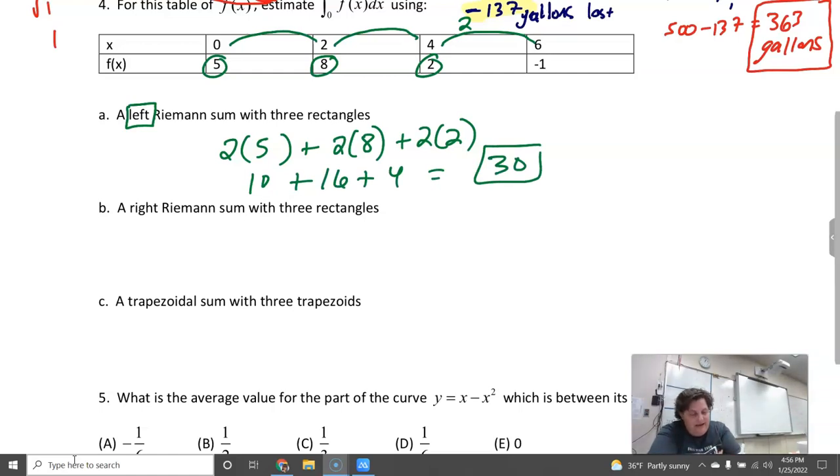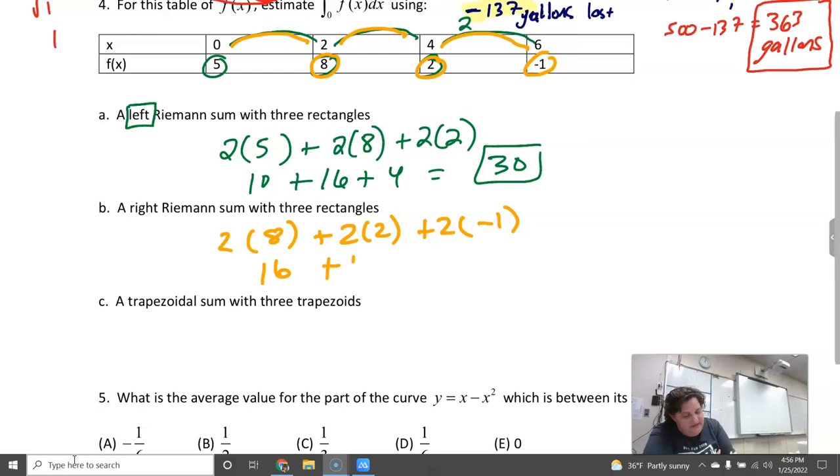Now for a right-hand sum, the bases are the same. The base is still 2. It's just that this time I pick 8 because it's on the right of those two. The base is 2. This time I pick 2 for that one. And the base is 2, but I pick -1 for that one. So that gives me 16 plus 4 plus -2, which is 18. Okay? So one's clearly an overestimation, one's an underestimation.